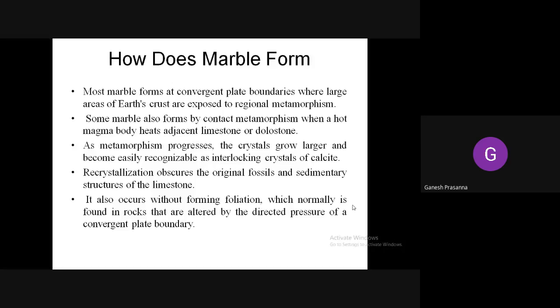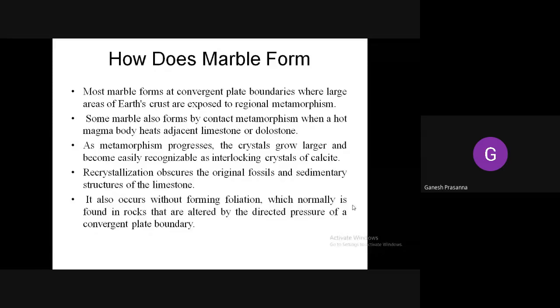How does it actually form? See, all these metamorphic rocks are usually formed under convergent plate boundaries. Most marbles form at convergent plate boundaries where large areas of the earth's crust are exposed to regional metamorphism. I explained to you what regional metamorphism is. Regional metamorphism is a type of metamorphism which occurs over a large extent of area.